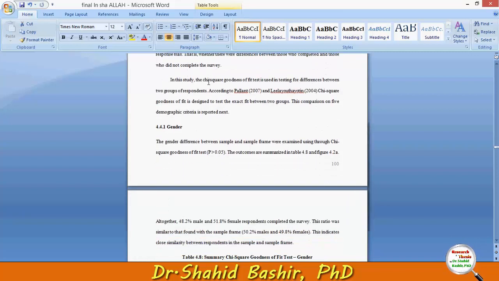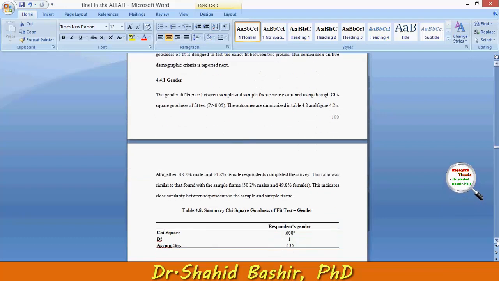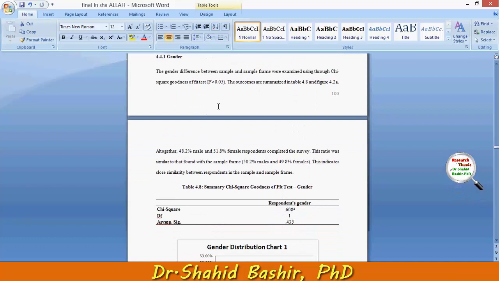So as it is said, the chi-square goodness of fit test is used in testing for differences between two groups of respondents. According to this, chi-square goodness of fit is designed to test the exact fit between two groups. The comparison on 5 demographic criteria is reported next. So, for example, going to the gender, difference between sample and sampling frame were examined through chi-square goodness of fit test. The outcomes are summarized in table 4.8.